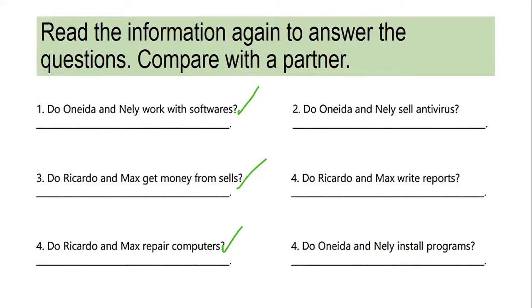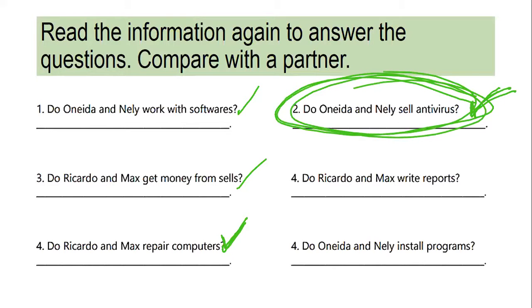Do Ricardo and Max prepare computers? Very good. Continue reading here, Edwin. Which one? This one. No sé cuál. Ah, la dos, ¿o cuál? Que no veo, se me está trabando el internet. Number two. Okay. Do Oneida and Nelly sell antivirus? Antivirus. Very good. Estamos un antivirus, es cierto. Para coronavirus. Okay, continue here. Walter.